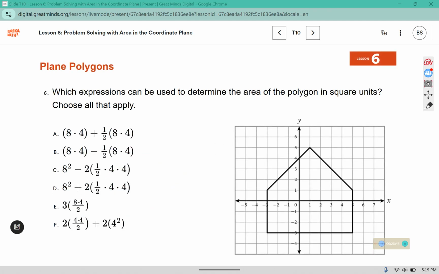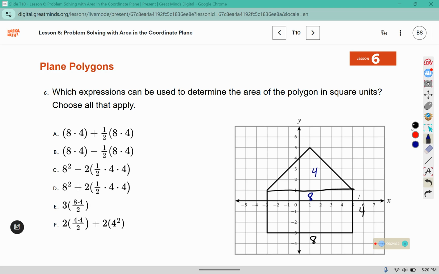Which expression can be used to determine the area of the polygon in square units? Choose all that apply. Well, if we break it up into a rectangle and a triangle, this rectangle is 8 units by 4 units, and the triangle is 8 by 4, but it's split in half.